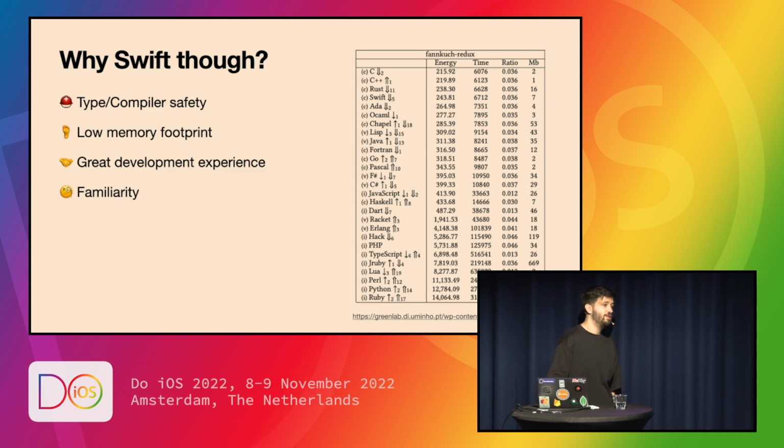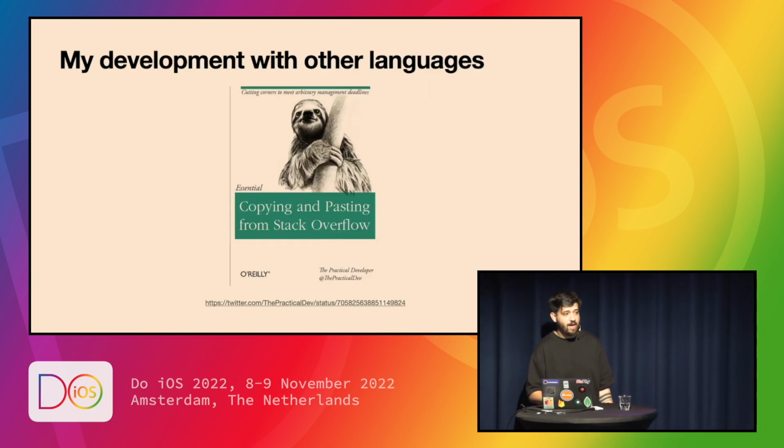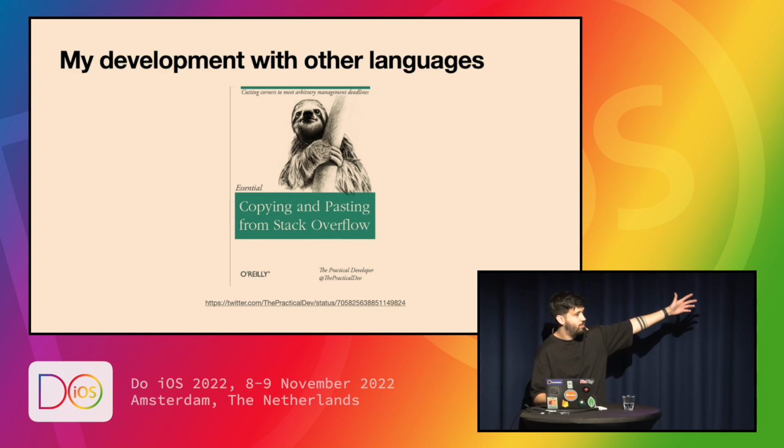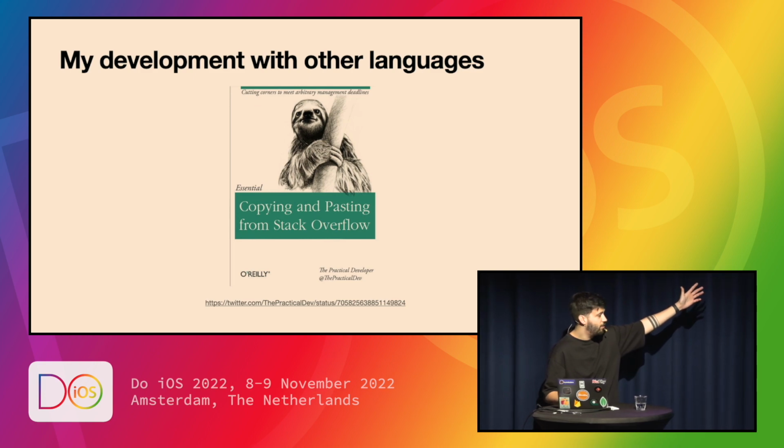It's got a degree of familiarity. We're all iOS developers here, so we know about Swift. We work on Swift features every single day, so we're familiar with it. We know how to do a network request. We know how to fetch a file from disk. So we don't have to Google the simple tasks. It's got a mature and amazing community, so a lot of these things that I'm going to talk about are driven by the community. And it's amazing the amount of stuff that people have worked on with Swift. If there was a book for me writing with other languages, this would be it. It's literally just copying and pasting from Stack Overflow.